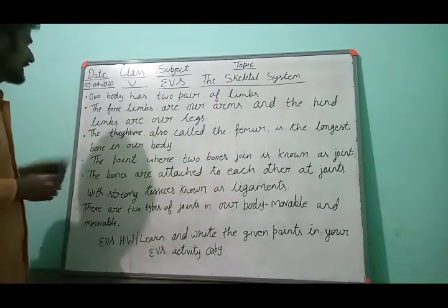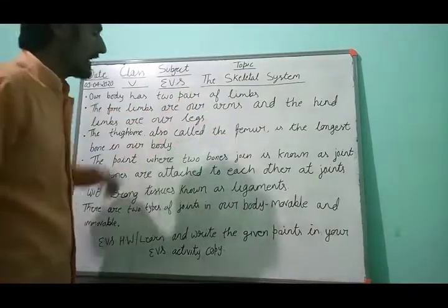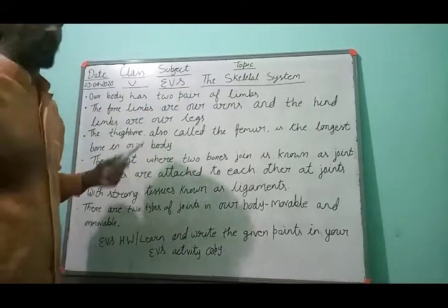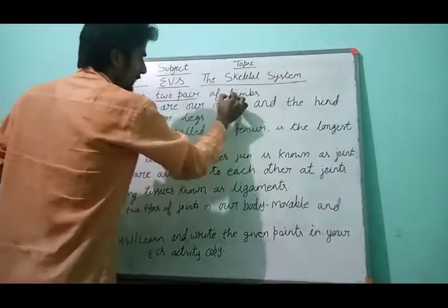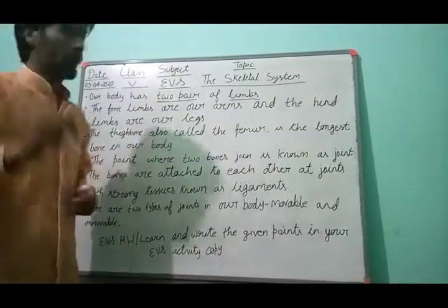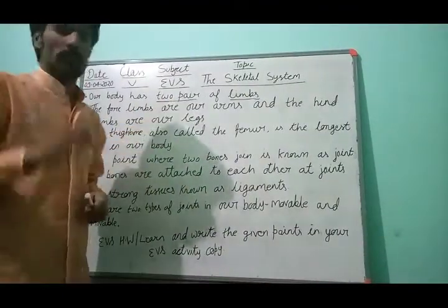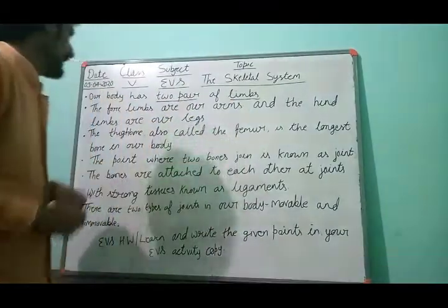So, the first one is our body has two pair of limbs. Two pair of limbs means total four. Pair means two, and two pair means four. That means there are total four limbs in our body.